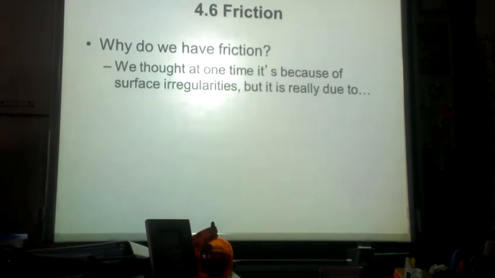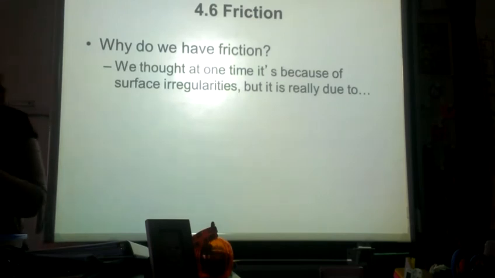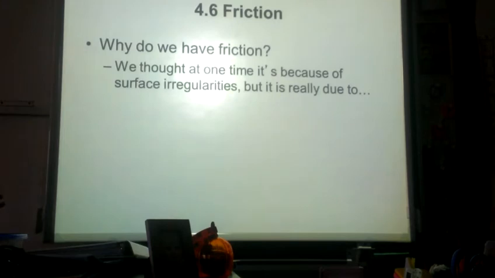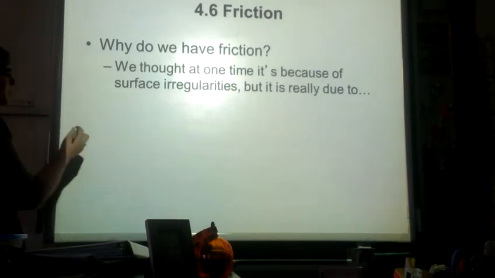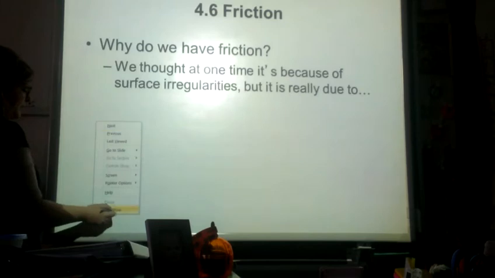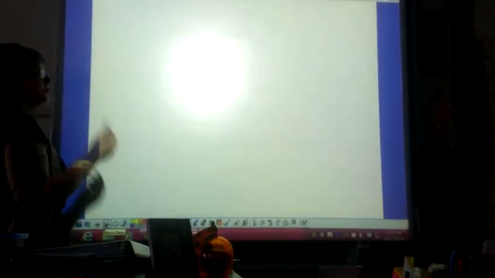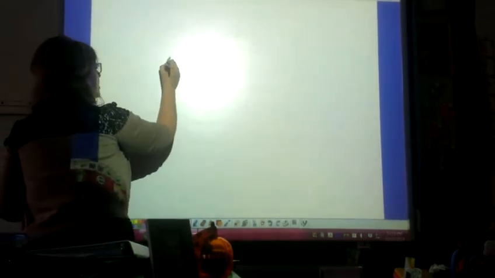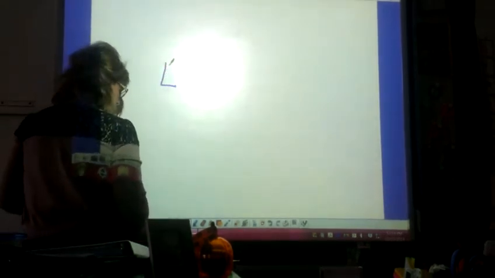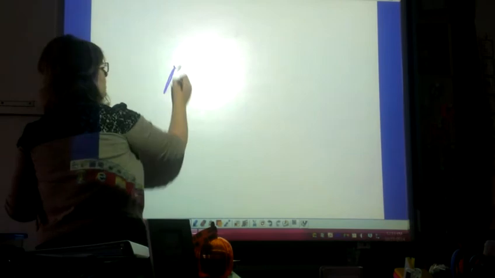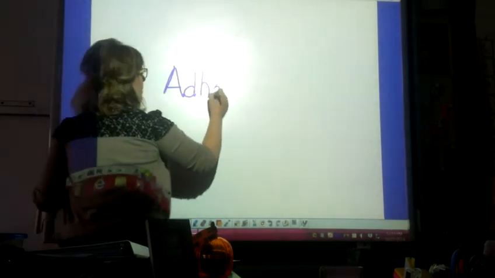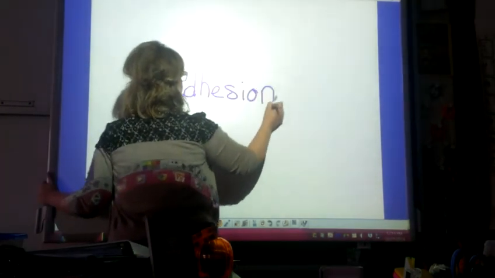So why do we have friction? We thought at one time it was due to surface irregularities. We thought that surfaces just weren't as clean cut, and they had really sharp, jagged edges, which really isn't completely wrong. It's because of these surface irregularities that friction is due to adhesion.